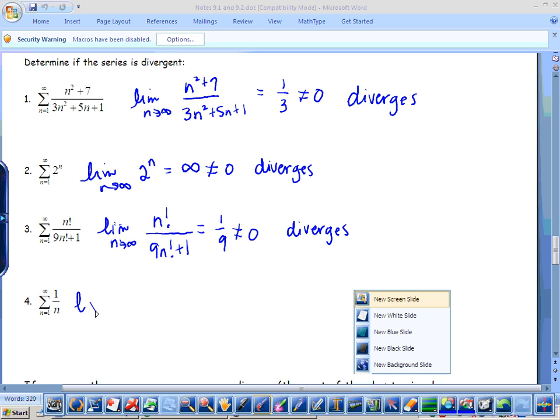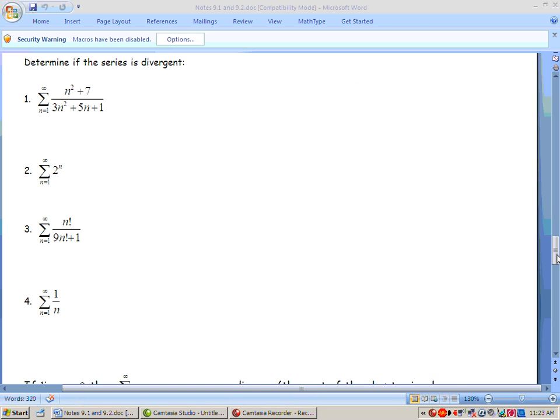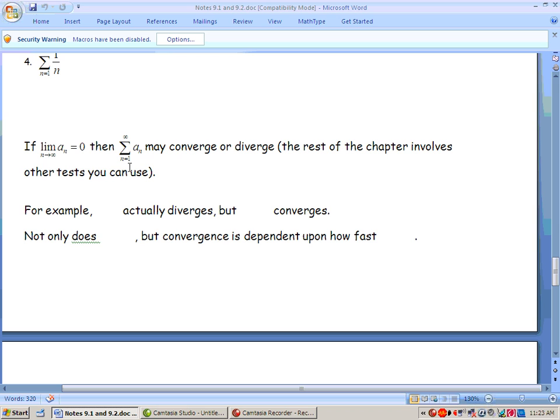All right, number 4 is the limit as n approaches infinity of 1 over n. What does that equal? 0. So does it diverge? No. We don't know. We don't know. And the big question is, maybe. But we don't know. So in this situation, when the limit of the nth term equals 0, your series may converge or it may diverge, and the rest of this chapter involves other tests that we're going to use.